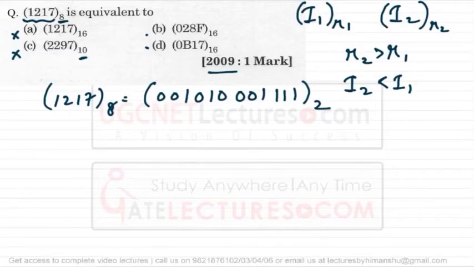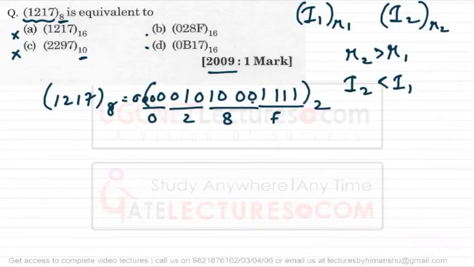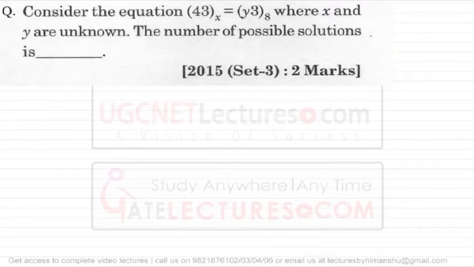Now to convert it into hexadecimal, you start with the LSB and make groups of 4. 1111 is F. This is 8. This is 2. And this is going to be 0. Even if you append 3 zeros more, it's going to be 0. So the correct option would be B. Okay. Look at the next question.